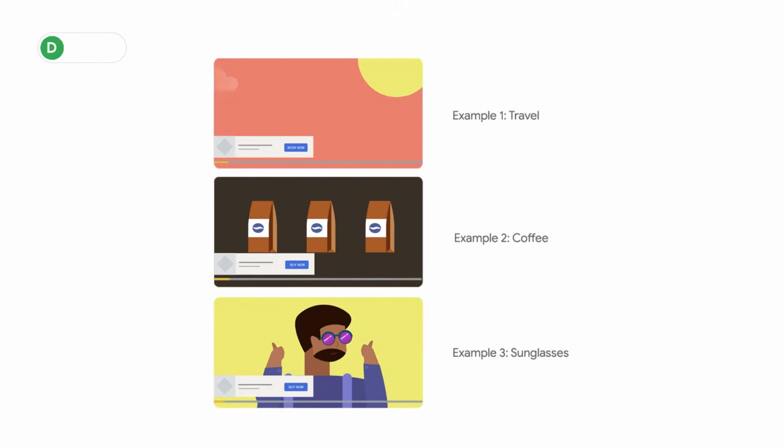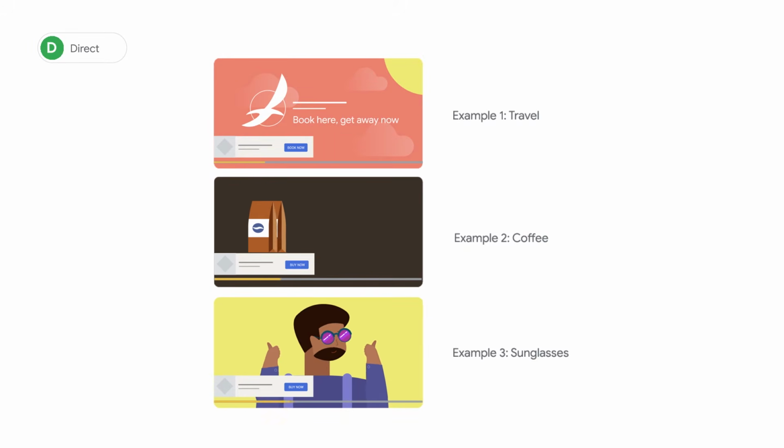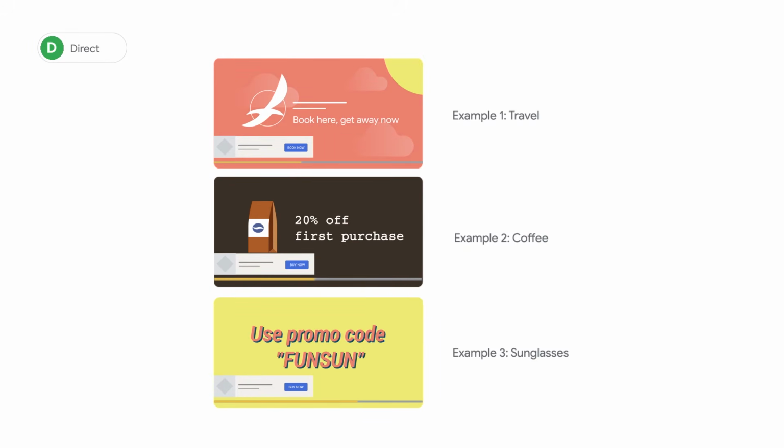And finally, the D of ABCD. Direct the viewer to take action with a clear and specific call to action or offer. This is critical if you're trying to drive clicks and conversions.